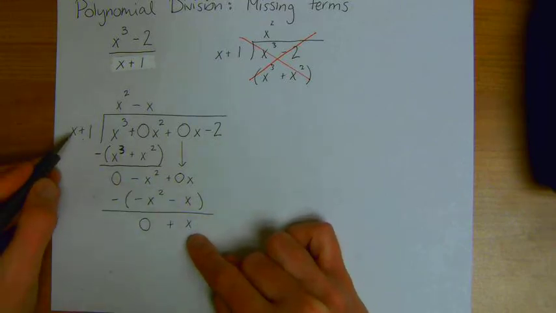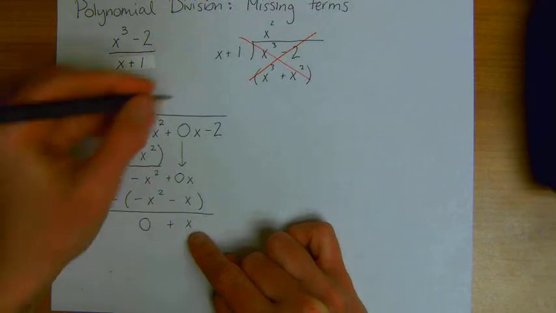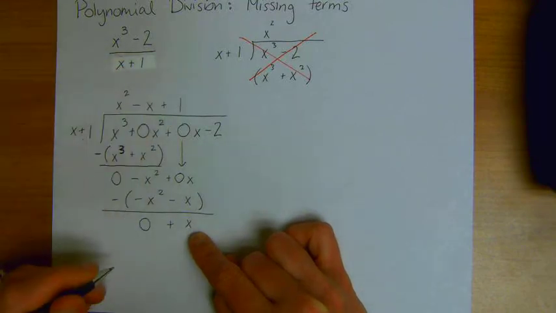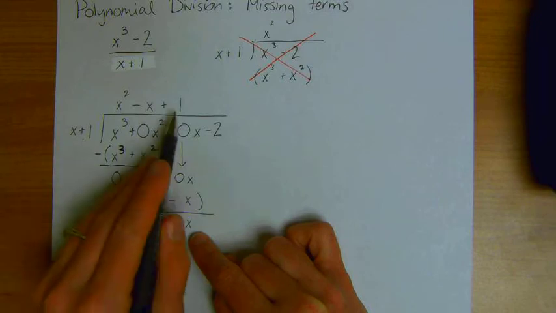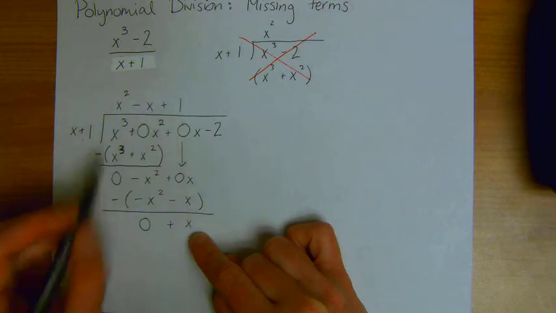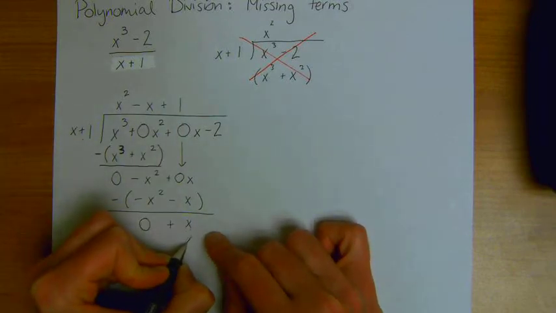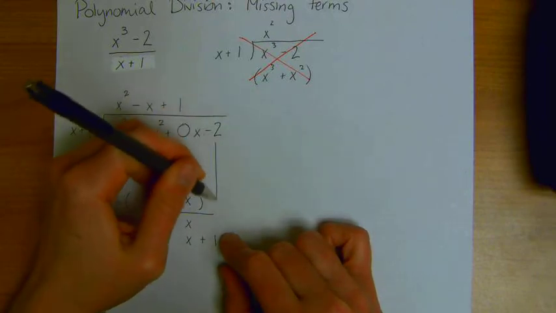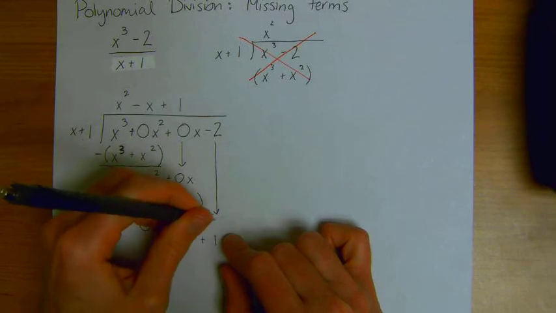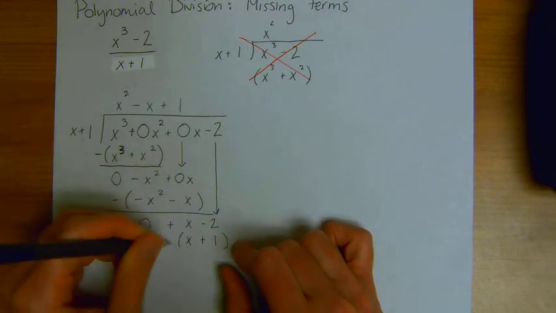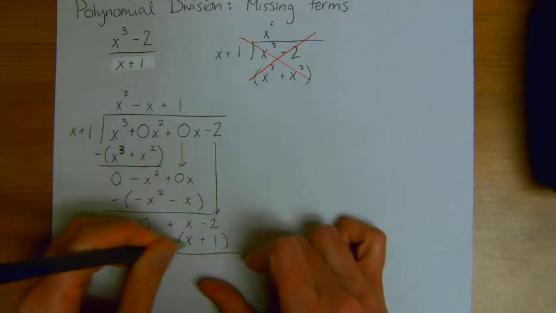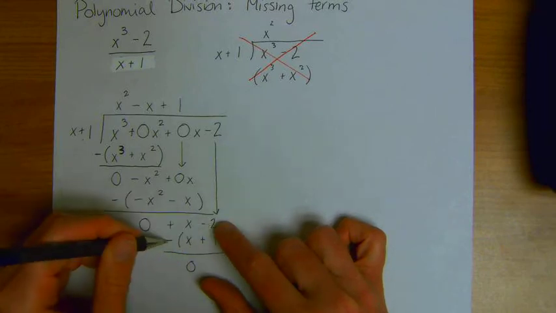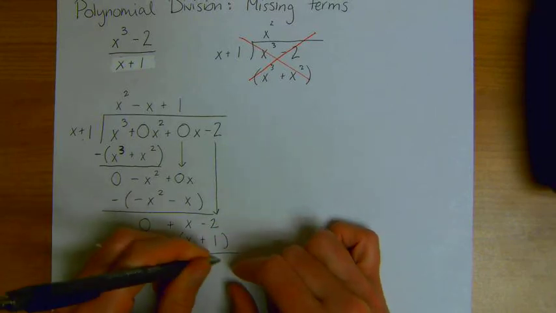In my final step, I ask x times what is x? That's just 1. I do the multiplication and I get 1 times x plus 1 is 1 plus x. Let's bring down this negative 2 and subtract. x minus x is 0. Negative 2 minus 1 is negative 3.